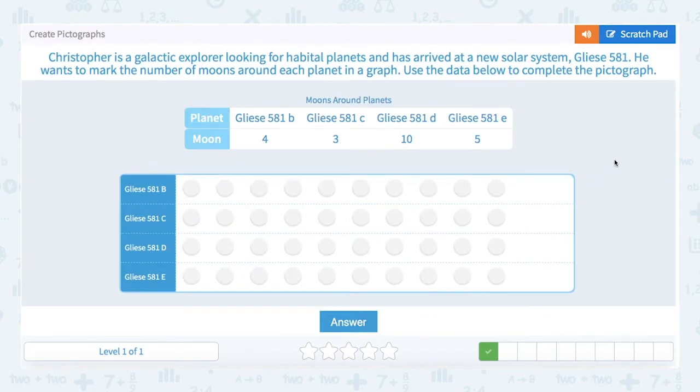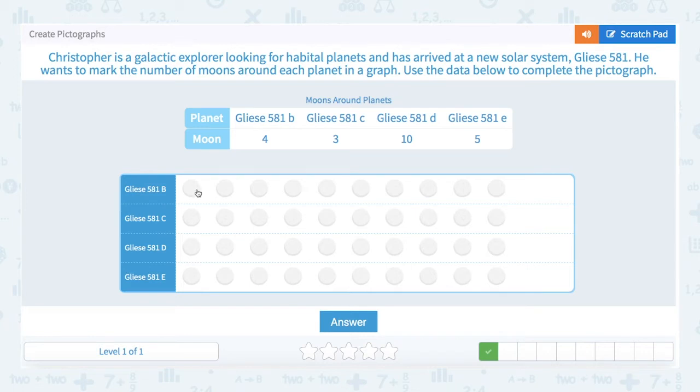Christopher is a galactic explorer looking for habitable planets and has arrived at a new solar system, Gliese 581. He wants to mark the number of moons around each planet in a graph. Use the data below to complete the pictograph. Okay. So we have Gliese 581b, 581c, 581d, and 581e. Those are our different planet names. And then we have the number of moons, 4, 3, 10, and 5 associated with each planet.